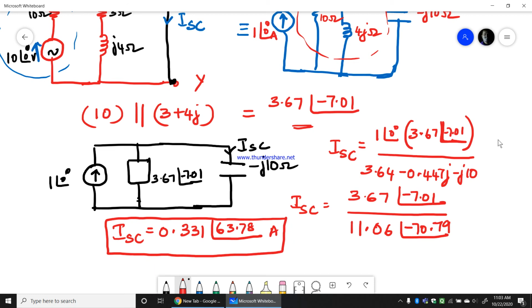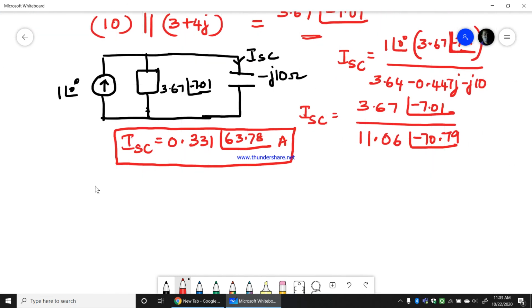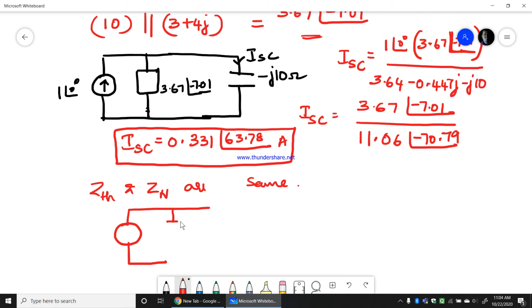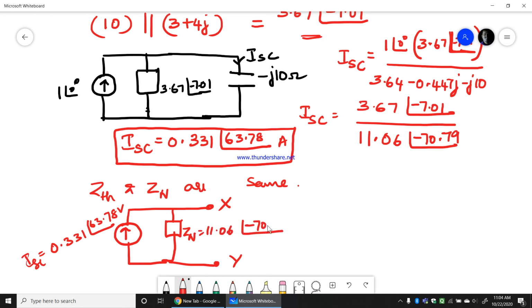ZTH and Zn are same. Therefore the Norton's equivalent circuit would be where current is 0.331 at an angle 63.78, and Zn would be equal to 11.06 at an angle minus 70.79.